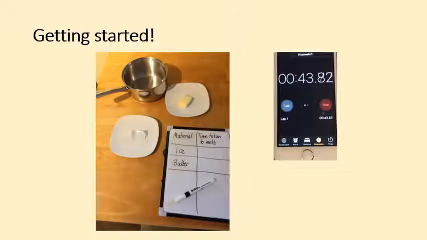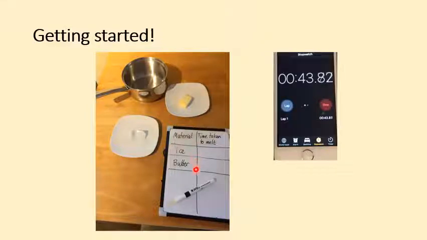So here we are, I'm getting started. I've had a go at this at home. So I've decided I'm going to conduct my investigation using a saucepan, which I'm going to put on the hob. And I'm going to look at the melting points of butter and an ice cube. Now you can do more than this if you want to, but you must do at least 2 because you need to be able to compare them.